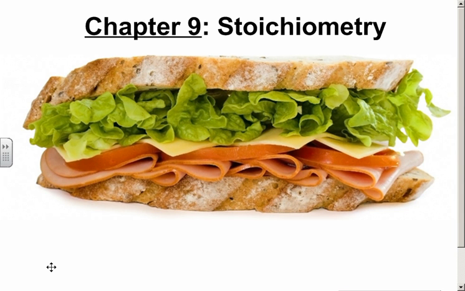Welcome to the first lesson of Chapter 9. Chapter 9 is about chemical quantities involved in chemical reactions. A fancy name for this is stoichiometry. The key idea behind this chapter is ratios.